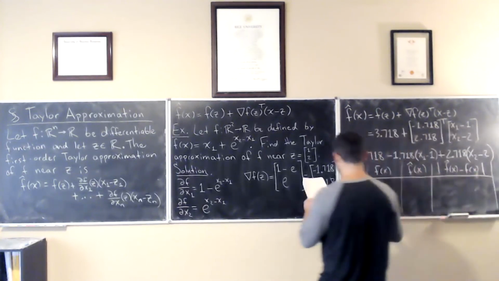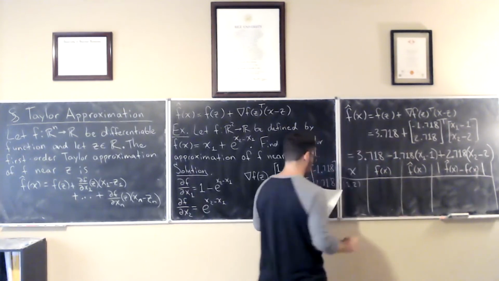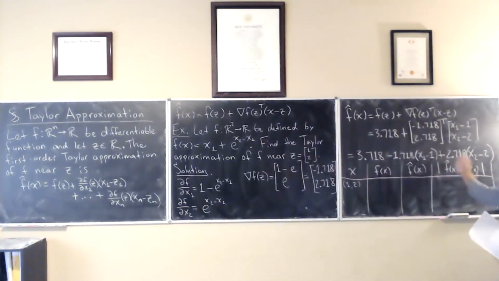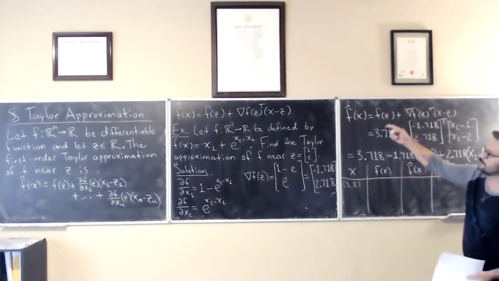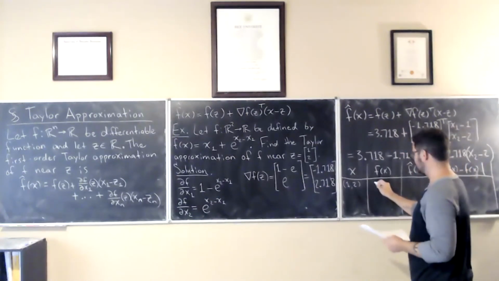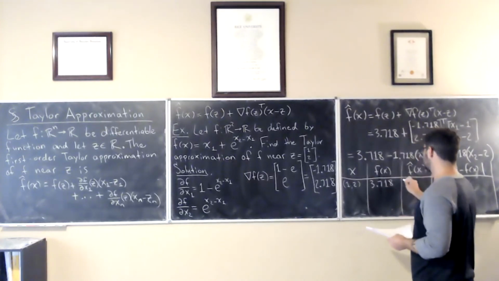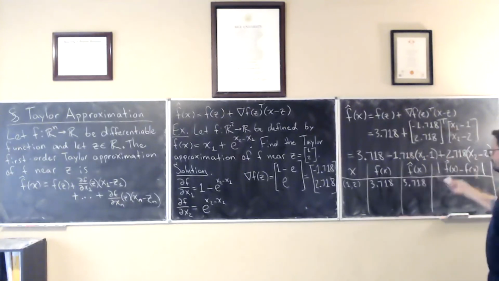So when x was the vector (1, 2), we see that 1 minus 1 is 0, 2 minus 2 is 0. It's just that. But that's also the value for f at (1, 2). So it's just going to be 3.718, 3.718, and then that minus that in absolute value is 0.